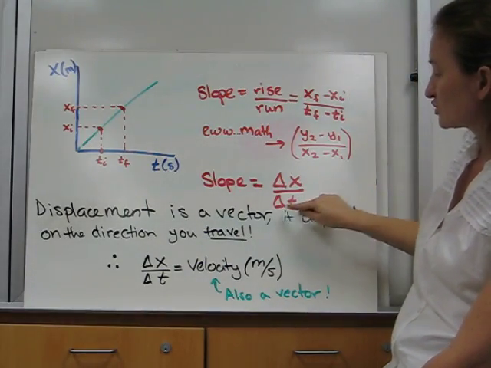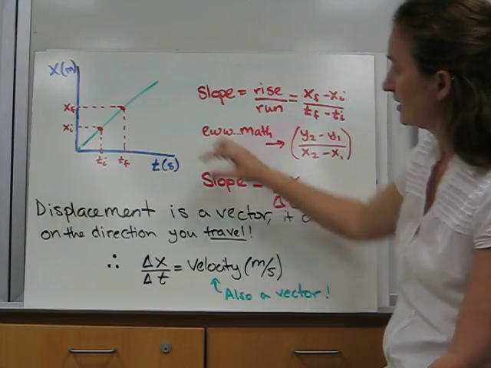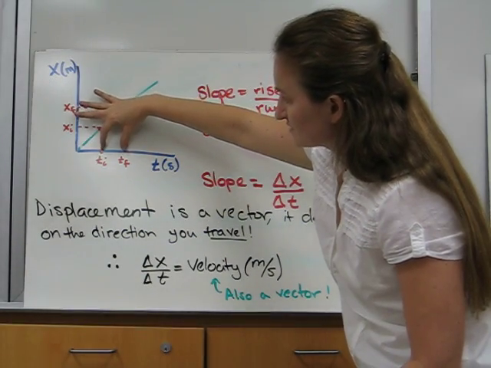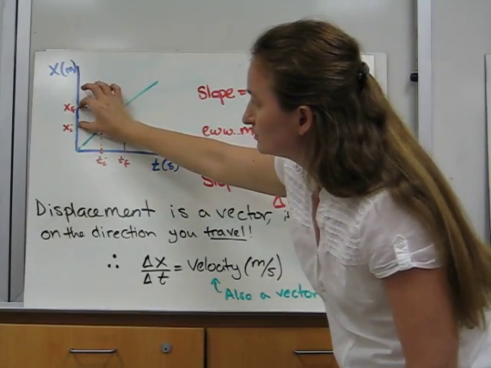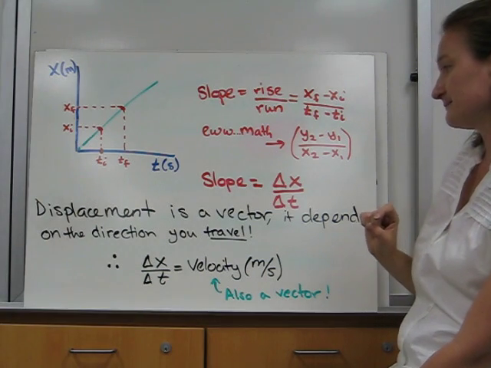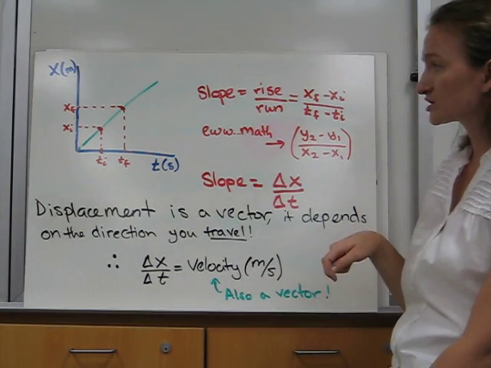And you're going to get your change in time. Remember, the symbol delta means "change in." So your change in time is this value right here. How much time has passed while you moved that particular distance. So displacement is a vector. It depends on the direction you travel.